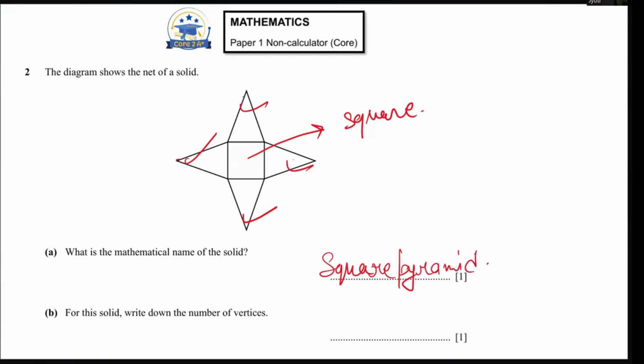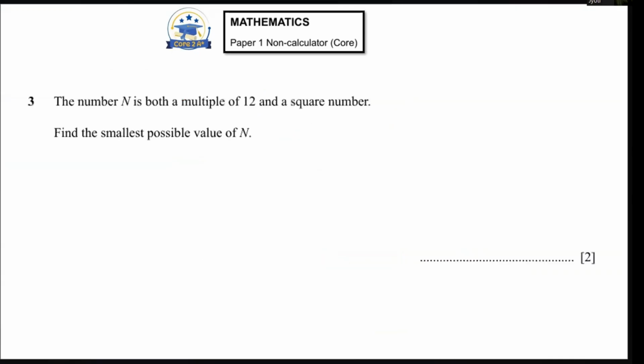Now, for this solid, write down the number of vertices. How many vertices? Vertices are the corners. On the base we have 1, 2, 3, 4 corners. If we join all the triangles at the top, we get one apex. So 4 corners plus 1 apex, total we have 5 vertices. Moving to the next.